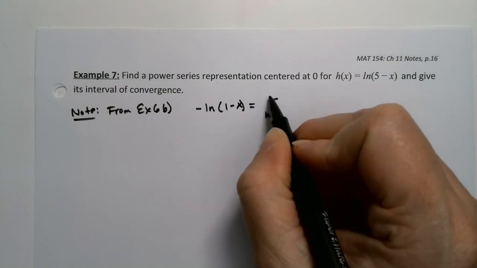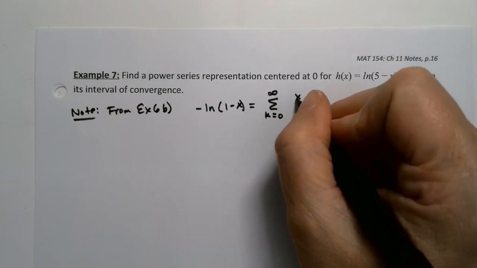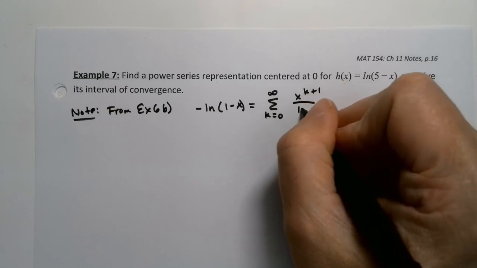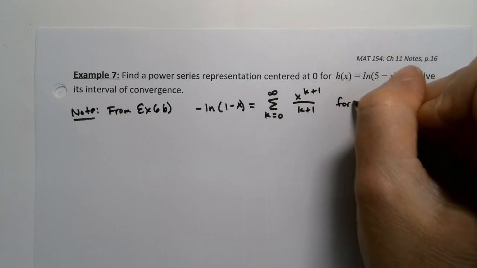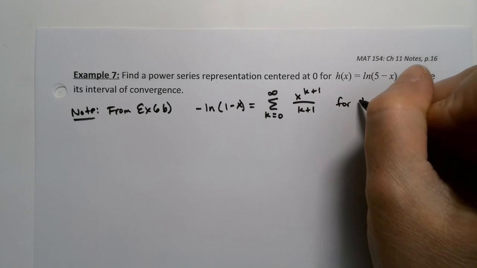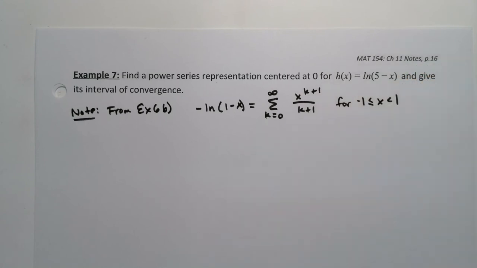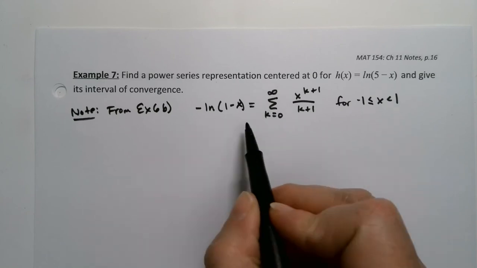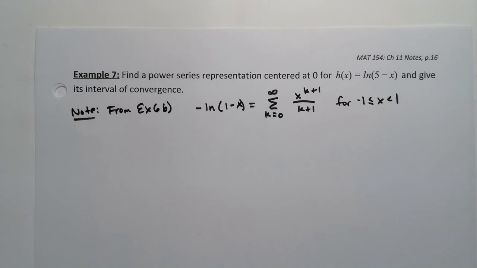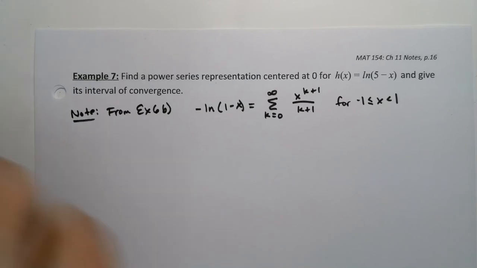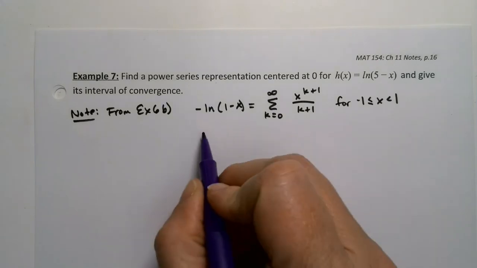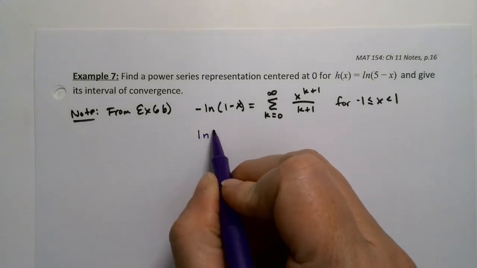to the sum from k equals 0 to infinity of x to the k plus 1 over k plus 1. For the interval, it was -1 is less than or equal to x, which is less than 1. Right, that interval. All right, well, we can play with this just a little bit. It doesn't have to be written like this. So I mentioned at the end of the last video, we can actually move the negative sign and make it natural log of 1 minus x.